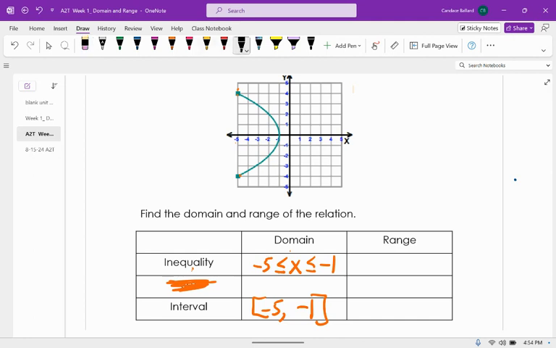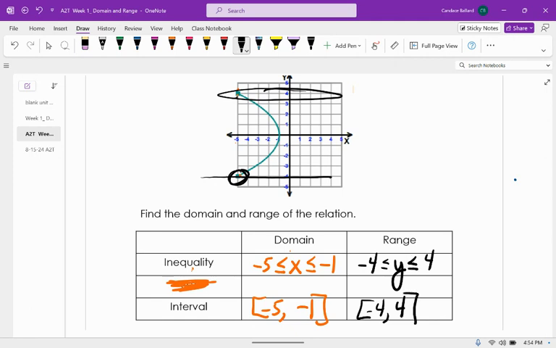Okay, now we're going to do our range. We know range is the y values. So I'm going to go to my bottommost y value, which is at -4. And it's solid. So I'm going to go less than or equal to, or I'm going to use a bracket for interval notation. All right. My uppermost y value is 4. And it's solid. So I've got a less than or equal to, or a bracket.